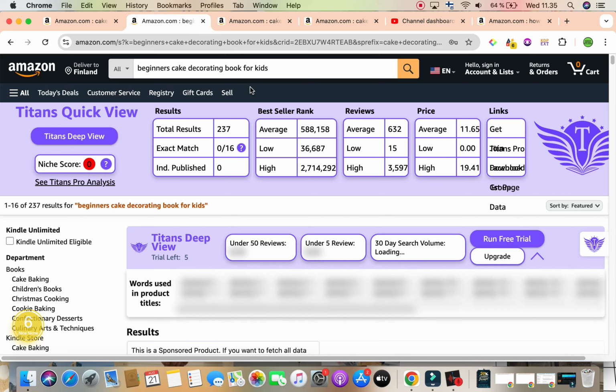You could also further sub niche because whether you're creating it for boys, for girls, whether you're creating it for kids of different age groups as well, that is an opportunity. Or you can just keep it simplistic and just create a beginners cake decorating book for children, kids.